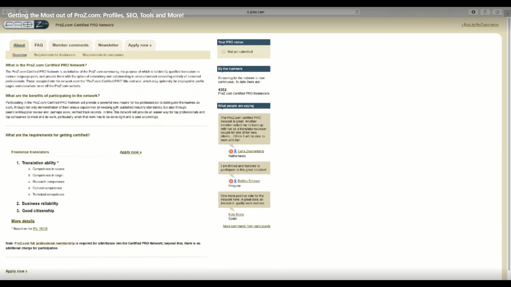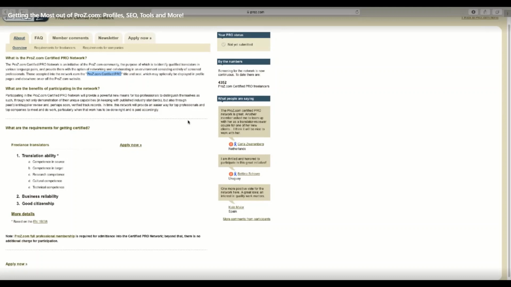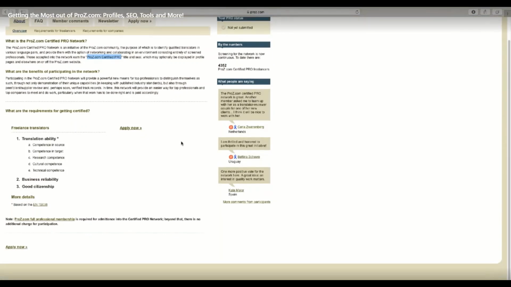So, if you have the Proz.com Certified Pro title and seal, you can display it in your profile and elsewhere on the Proz.com website. And it provides, as it says here, a powerful new means for top professionals to distinguish themselves as such. Okay, so this is something that's really worth considering.